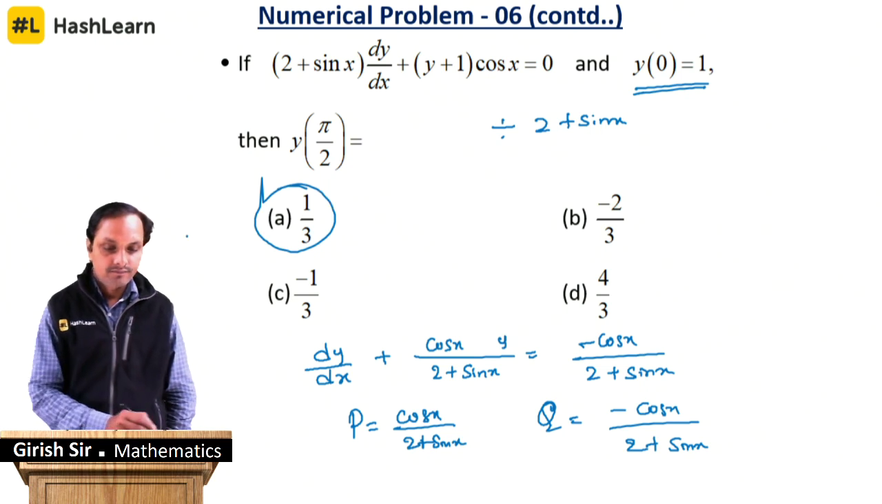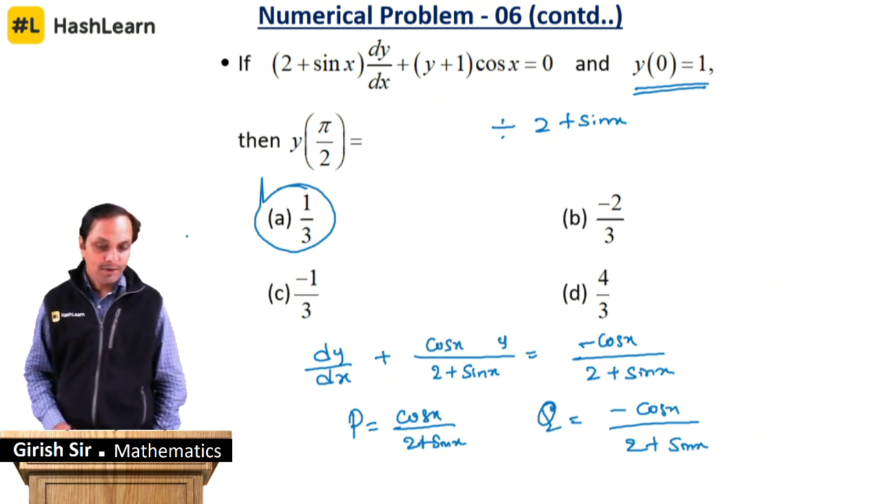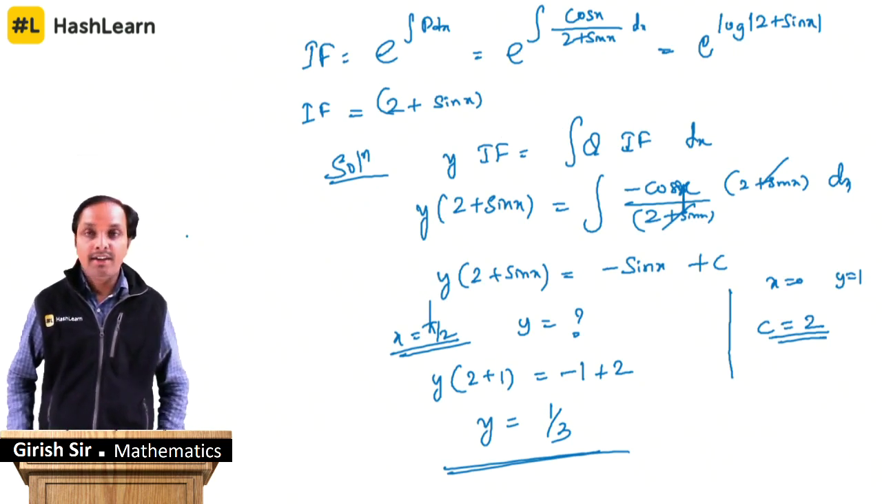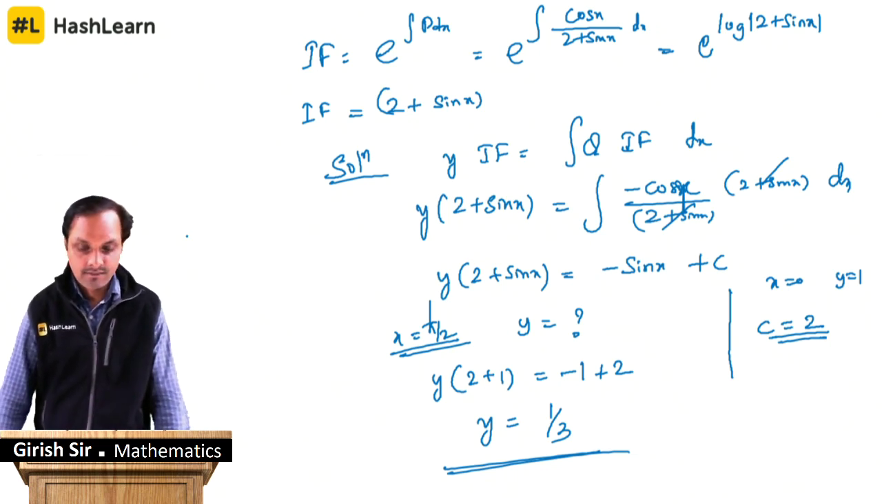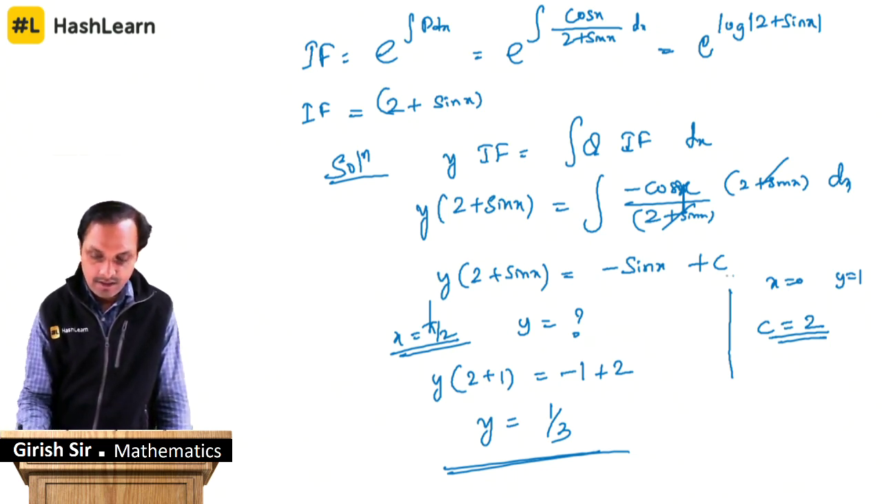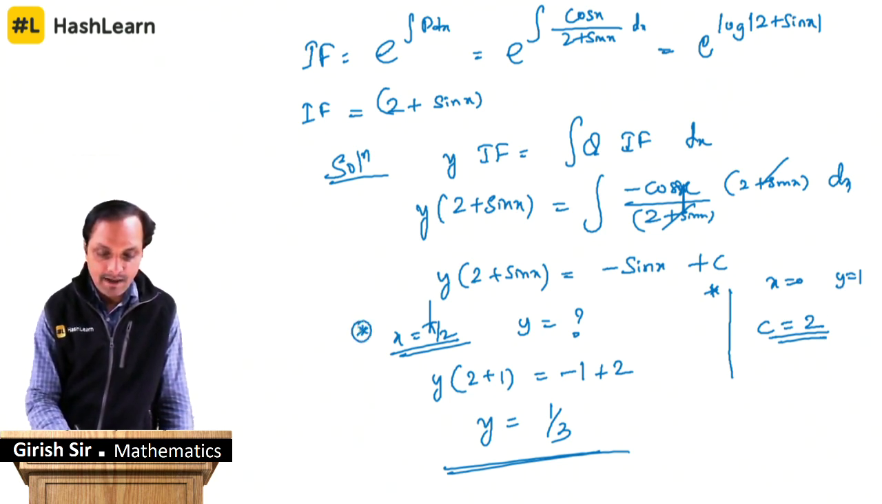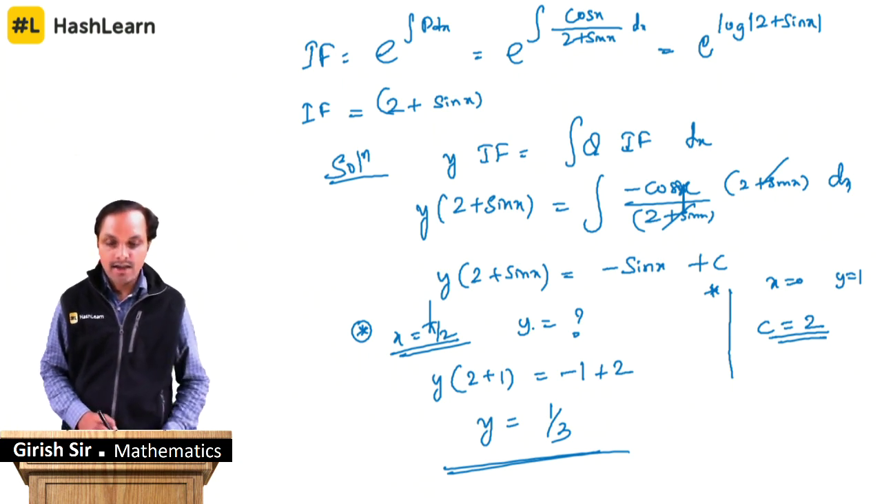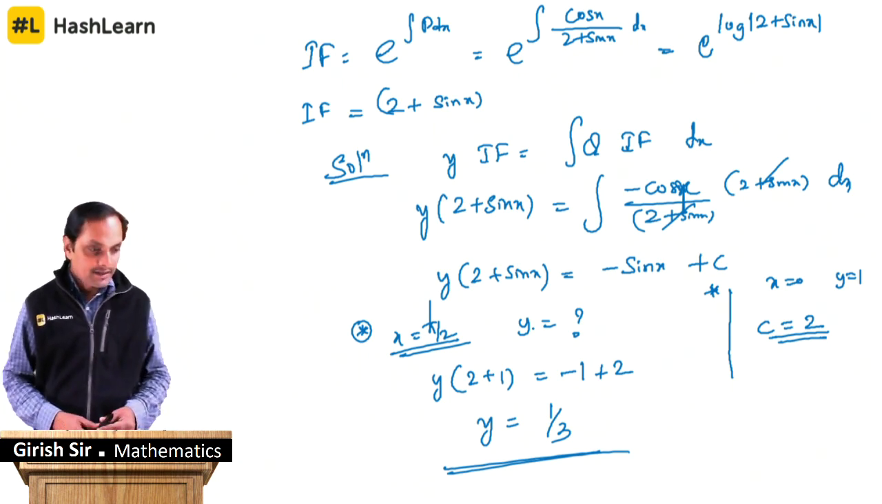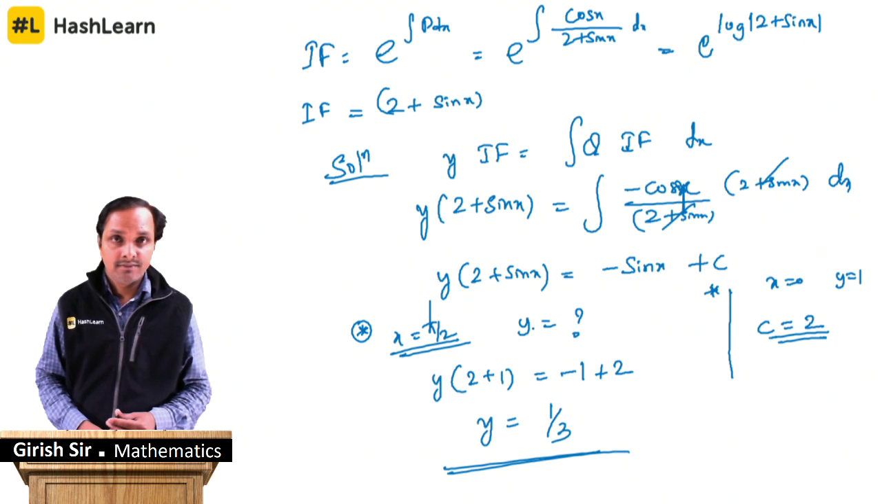A. In the option A we have 1 by 3, that is the answer. So very important step, you need to take x as 0 and find, take y as 1 and find constant part, then you put x as pi by 2 and find y. Okay, that will give you the final answer. Yes, Himanshu, hope you all followed the steps.